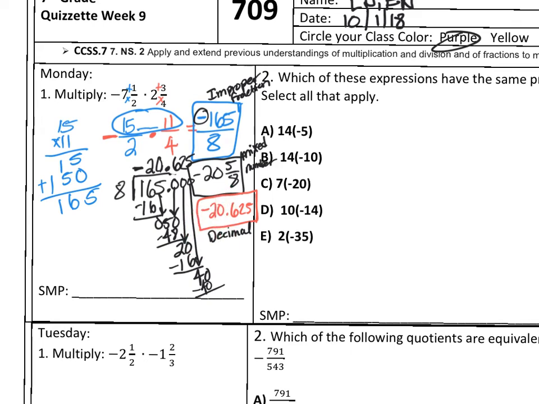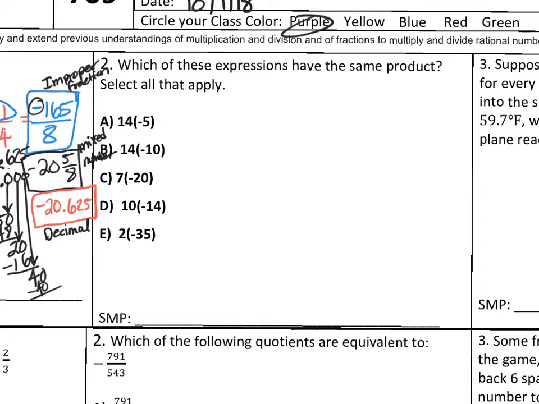Moving on to number 2. Which of these expressions have the same product? Select all that apply. So product is just another word for multiplication. In this case, it would be solution or answer.